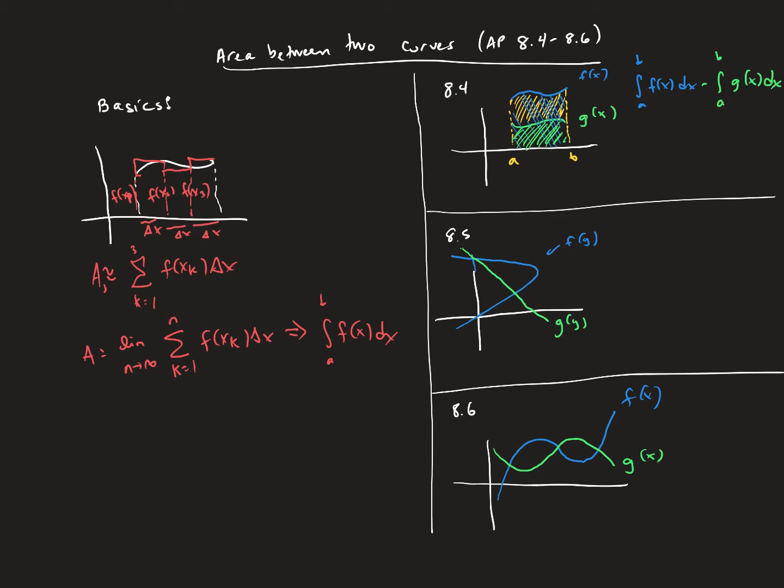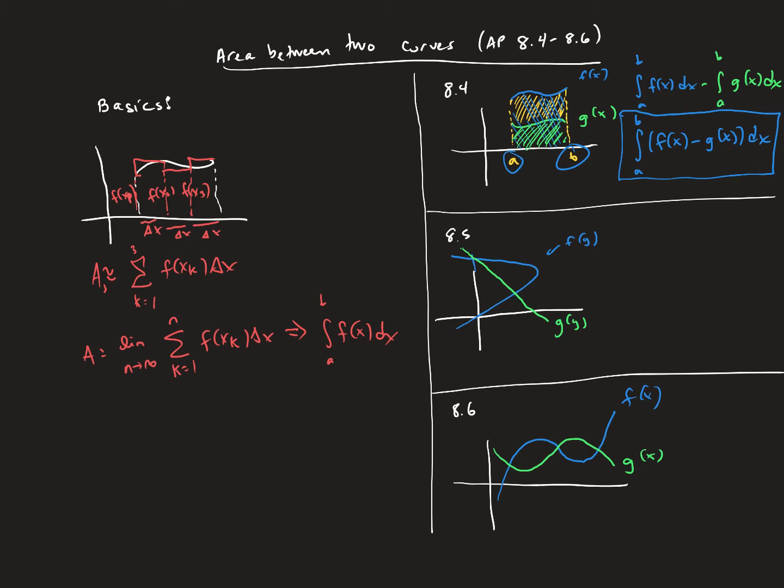Now, because those definite integrals have the same endpoints, we can combine them into one integral and write this: the integral from a to b of f of x minus g of x with respect to x. So this is how you find the area between two curves. Sometimes you'll be given the a and the b, the endpoints. Sometimes you'll have to calculate them because they might be the intersection points of the curves. That's 8.4 in a nutshell.